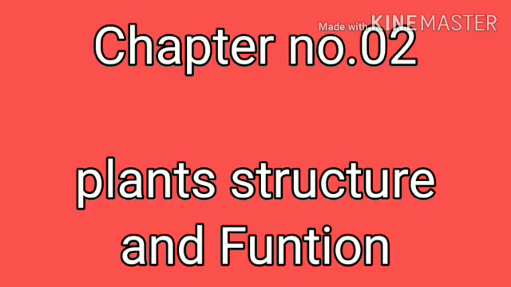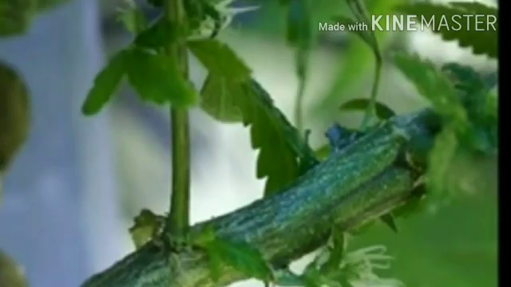Chapter number 2, Plants: Structure and Function. First we will see the stem. The stem grows above the soil. The length of the stem gradually increases as the sprout grows.